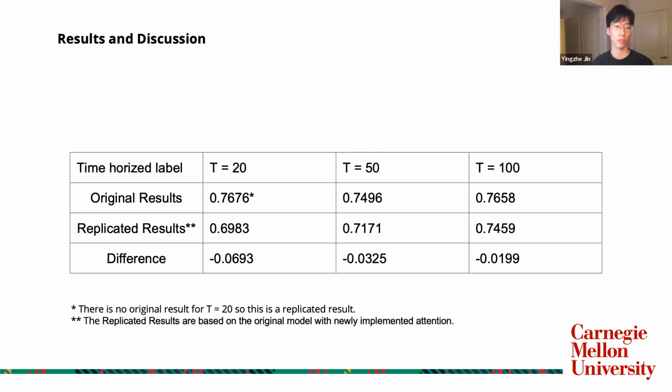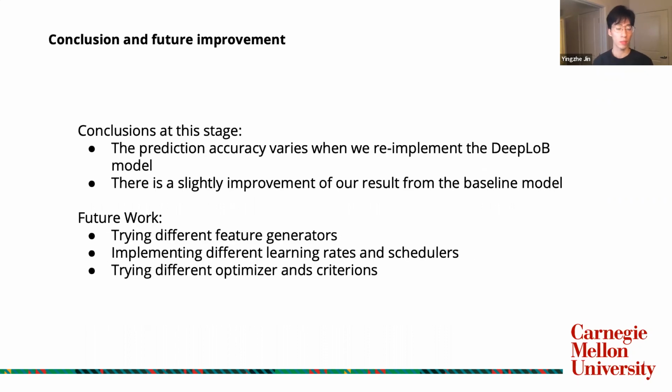As we can see from this slide, for all of these 3 time horizon labels, our model is not as good as the original one in terms of accuracy. Specifically, we are yet to reach the original result, and the differences are all negative at this stage. In conclusion, as we re-implemented the baseline model, we found the result is not quite stable, which means the prediction accuracy varies when we re-implement the DeepLOB model.